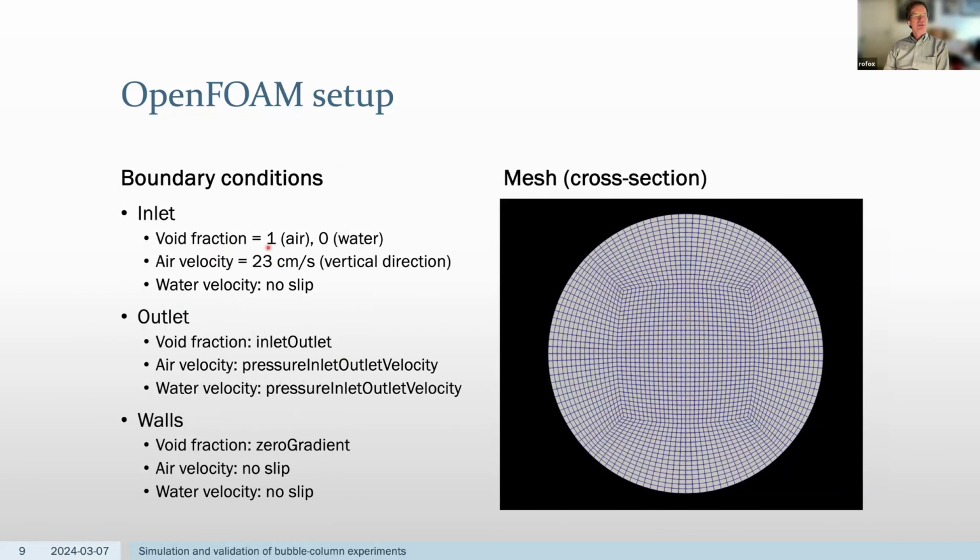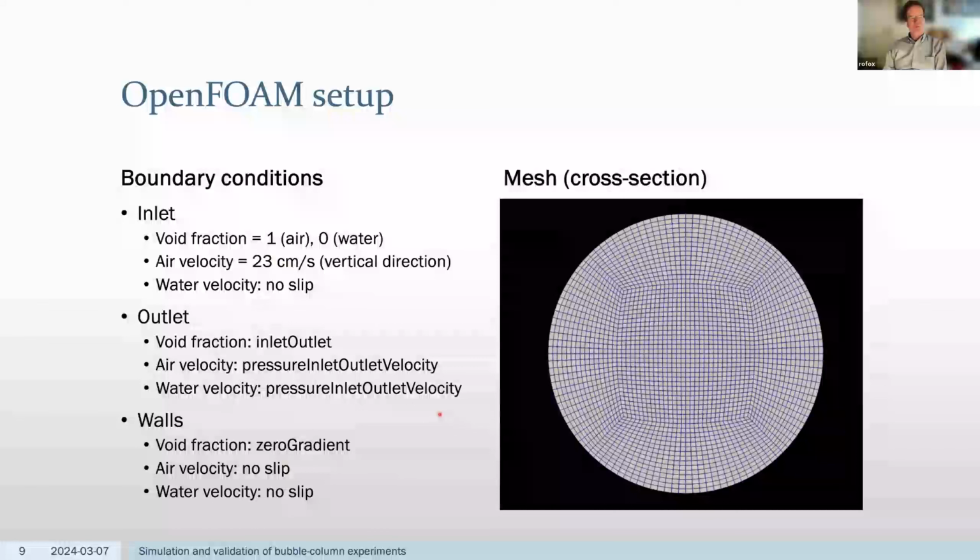Inlet boundary conditions: we just inject air at up to 23 centimeters per second in the vertical direction. The inlet is no slip. Outlet boundary conditions: we basically just have air at the outlets with an outflow condition. And then the walls, not very dependent on the boundary condition, but we have no slip, and zero gradient for the void fraction.